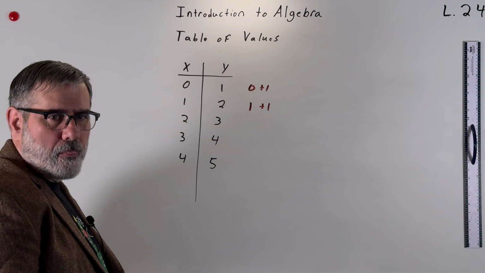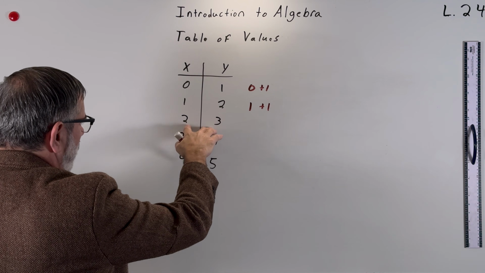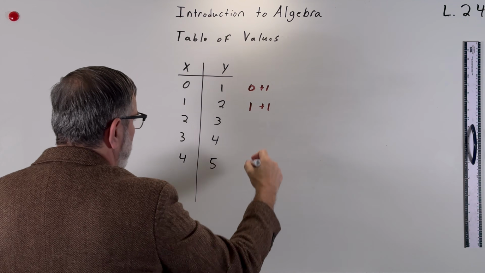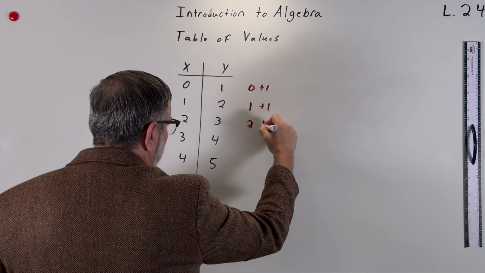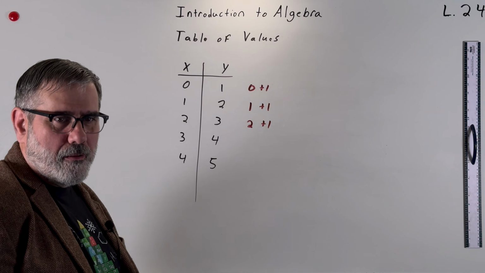See? Now let's look at the third row. X is 2, y is 3. So let's first write the x value, 2. Now all I need to do is add 1, and I get 3, you see?